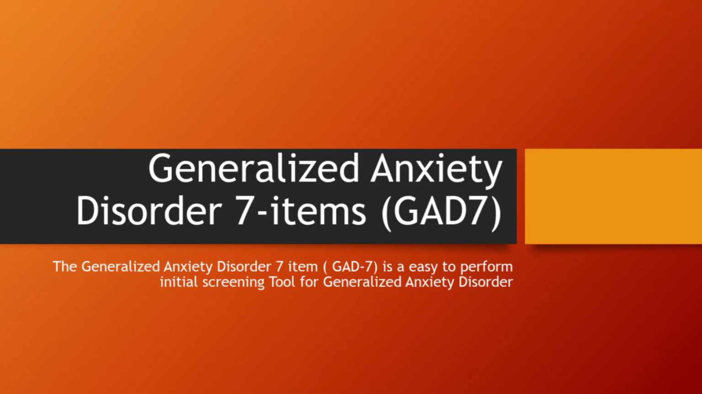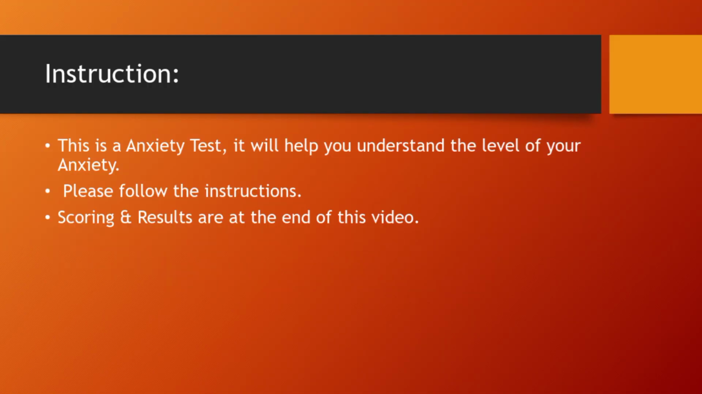The Generalized Anxiety Disorder 7-item test is an easy-to-perform initial screening tool for generalized anxiety disorder. Read instructions carefully before attempting the test. This is an anxiety test. It will help you to understand the level of your anxiety. Please follow the instructions. Scoring and results are at the end of this video.